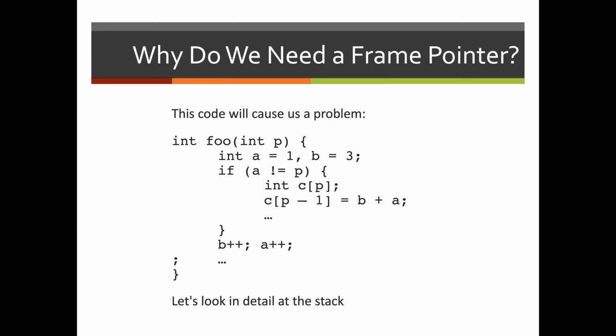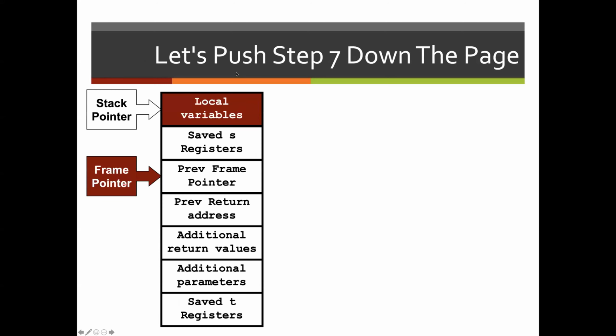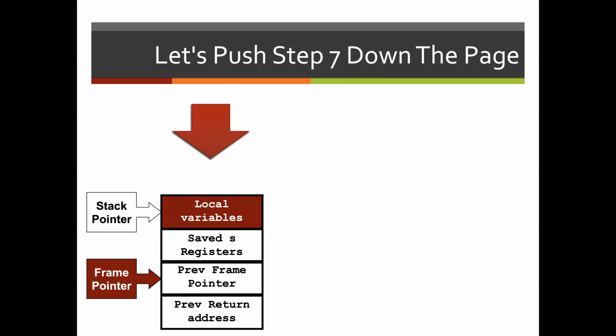Now let's take a look at how our frame pointer would handle the execution of this procedure. Let's take a look at our stack. Here we have our stack pointer that contains our local variables, and then we have our frame pointer that is pointing to the address of the previous frame pointer. So let's try to figure out what happens as our procedure executes. How is our procedure stored in this depiction of our stack?